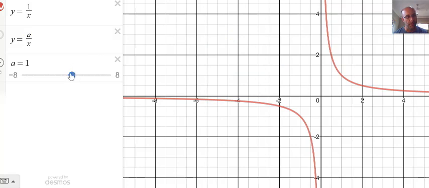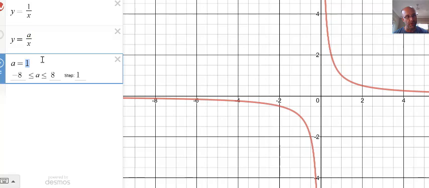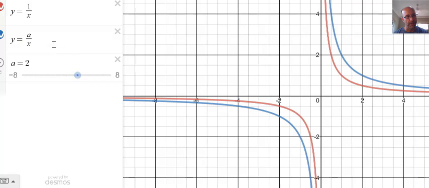So if we've got y equals a over x, a is set to 1 at the moment, so you can only see one graph, and we'll make that blue. Alright, so it's the same graph as the red one we had there. But look what happens when we change a to 2. So we now have the graph of y equals 2 over x.